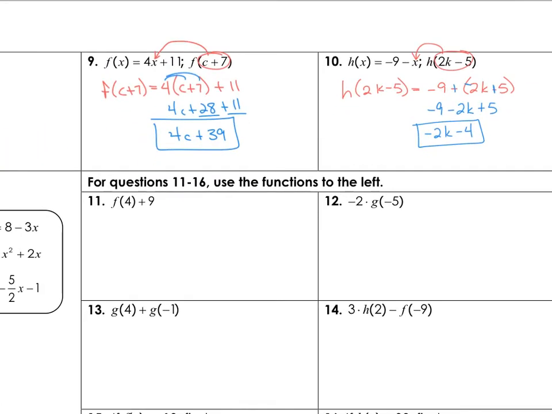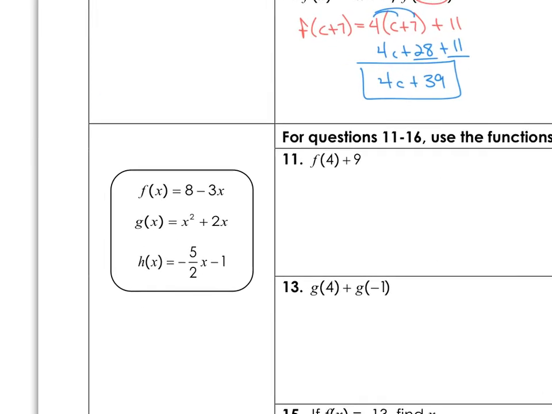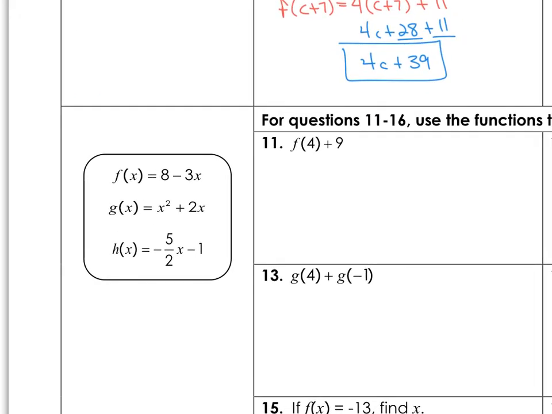All right, now down at the bottom, it's got some other things, okay? So we're going to use these functions that we have over on the left, and basically we've got f of x is equal to 8 minus 3x. So what we're going to do is evaluate f of 4 first. And then we're going to take that and add 9 to it, okay?